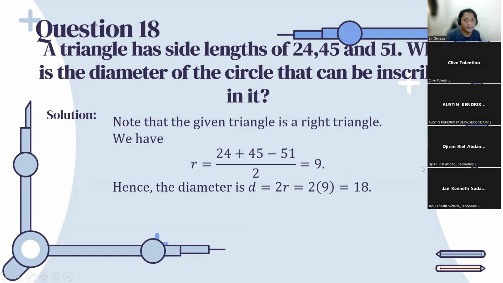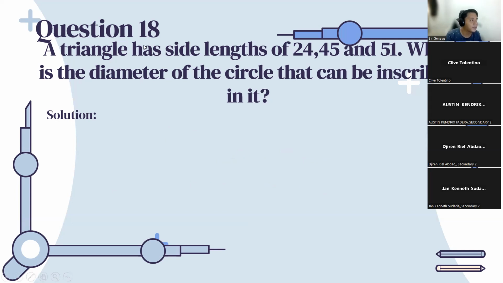Okay. Now, if you want to verify if the general formula works, then of course, I can show you right now. In order to do that, you need to solve for S first, right? So S will just be 24 plus 45 plus 51, divided by 2, the semi-perimeter, half of the perimeter. That will just be 96, and 96 divided by 2 is 48. 48, so 60. I think this is 60. Okay, so is that 60?